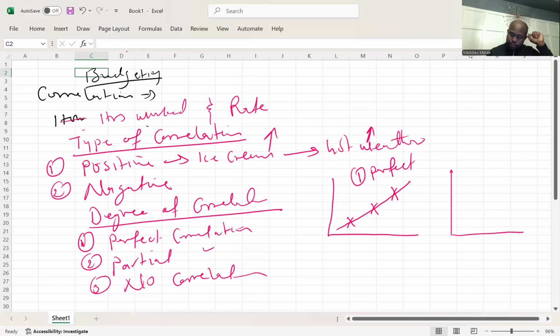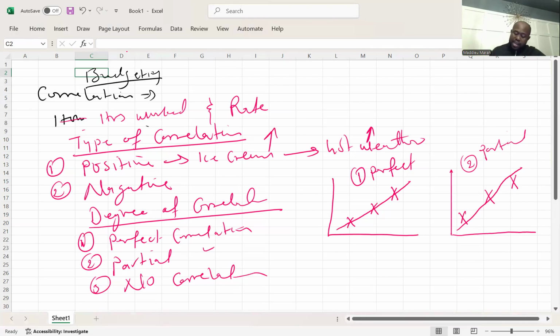Okay. And this is going this way, and this way. And we have this line, touches like this. Then something like this. So we can say this is the partial correlation, not perfect, partial correlation.